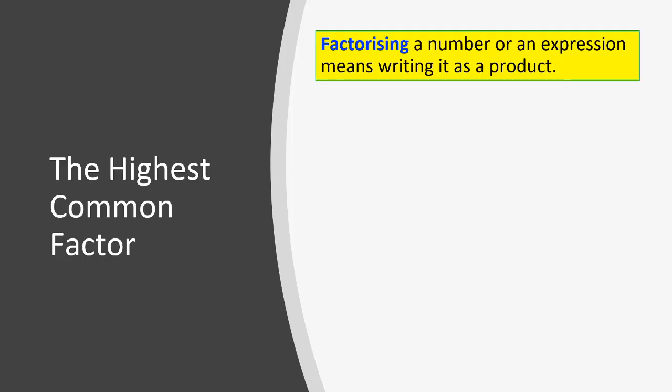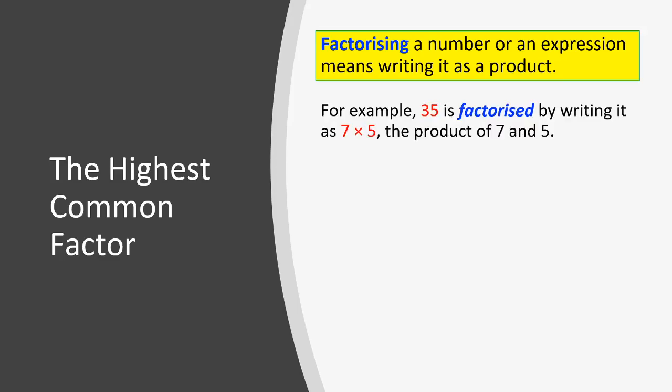So the highest common factor, when we're factorising a number or an expression, is about writing it out as a product. We can look at the number 35 and factorise it as 7 times 5, because they're the two prime factors of 35. So the factors of 35 are 7 and 5, and we can prove it by dividing through and seeing that they form whole numbers.